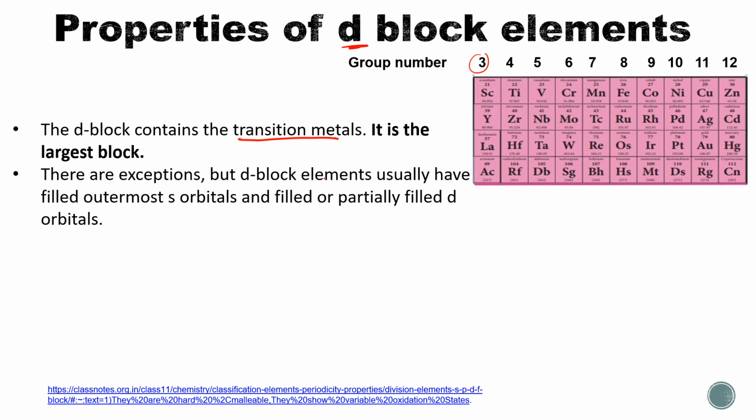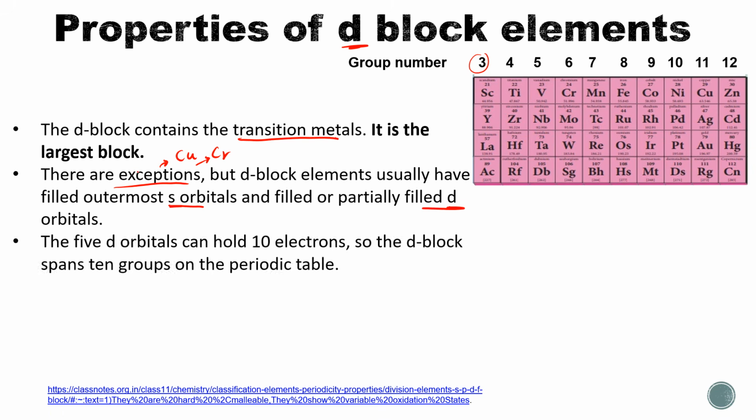Usually they have filled outermost s orbitals, okay, and partially filled d orbitals, except for some elements like Cu and Cr, if you remember in module 4 lesson 3, the exceptions where you take an electron from 4s and you put it in 3d. So you have 5 d orbitals and they can hold 10 electrons because we have 5 rooms and each room can hold 2 electrons. So in total the d orbitals can hold 10 electrons, and the d block spans 10 groups in the periodic table.